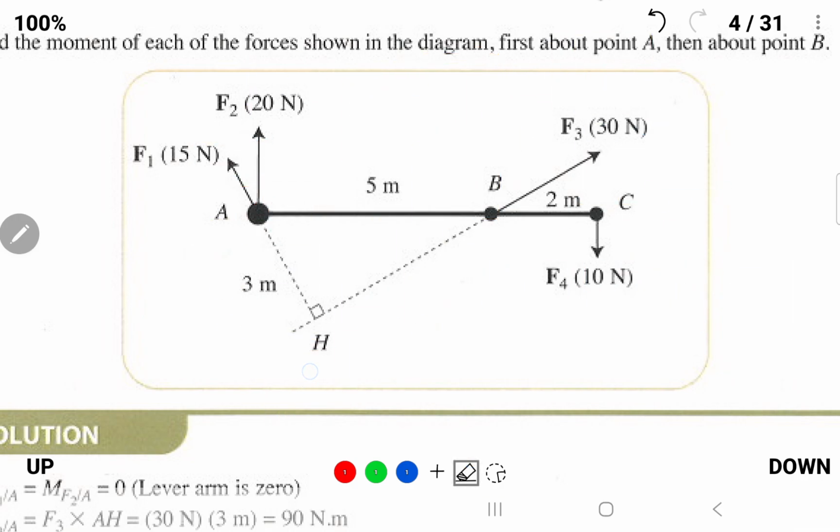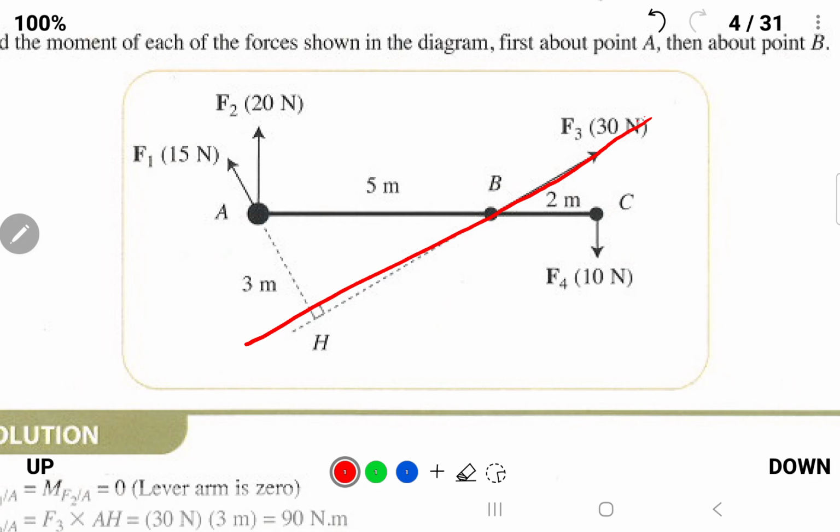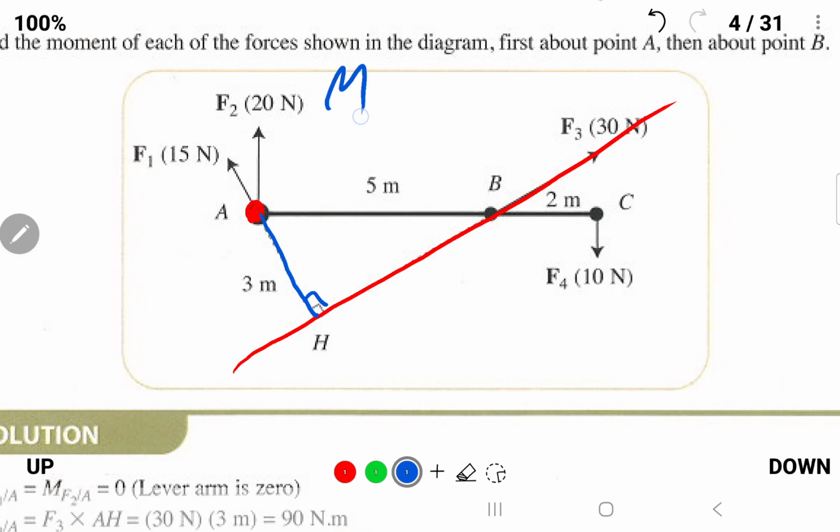Now, let's see F3. We make it as a line, like this. And this is a dot. The distance between them is here, 3. In this case, the moment of F3 will be 30 times 3, which is 90 Newton meters.